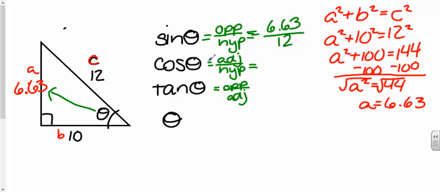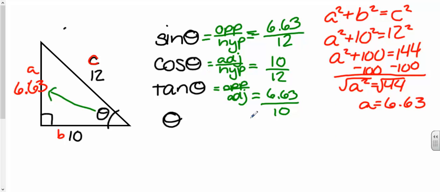Cosine is adjacent over hypotenuse. The adjacent side to theta is not allowed to be the hypotenuse, so it has to be 10 over the hypotenuse, which is 12. Opposite over adjacent, so this is the opposite side, or the 6.63 over 10.